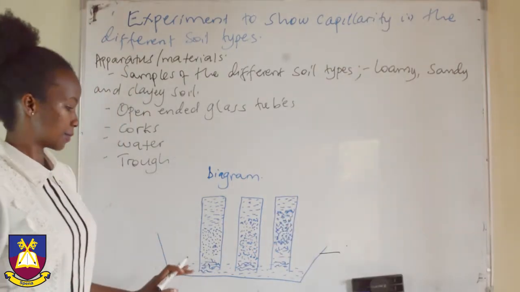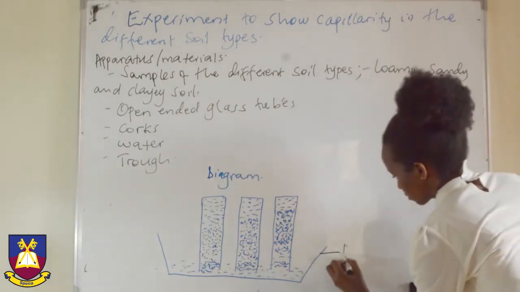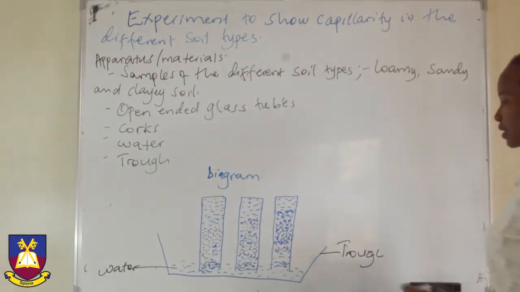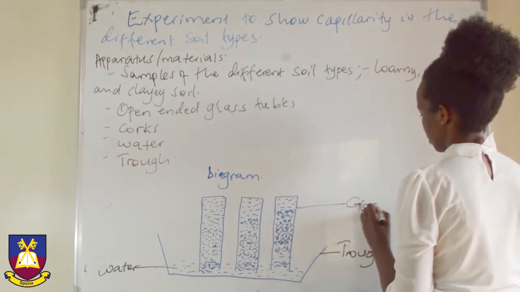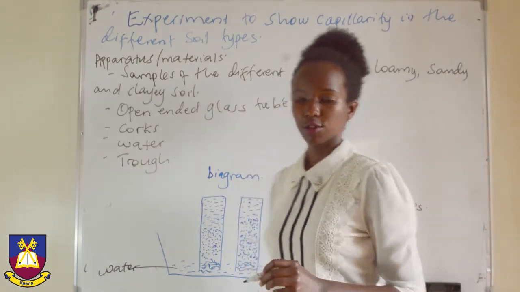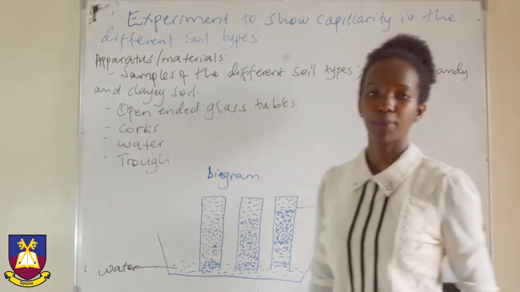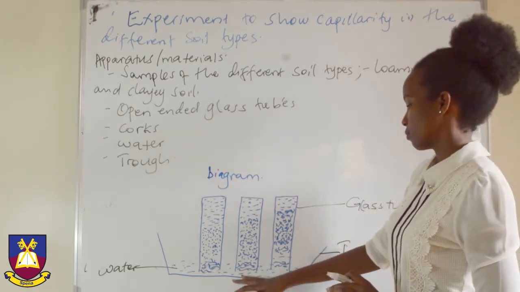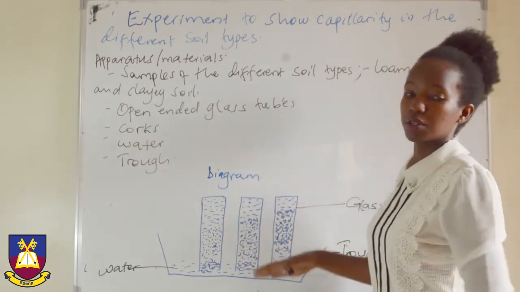So this is our diagram. This is how it looks like. We have our trough right here, the water, and then we have our glass tubes. We close these glass tubes with corks. There are corks here that have closed off the other open end, and this other open end is just left within the water as it touches the water. Now we place all of these three glass tubes.